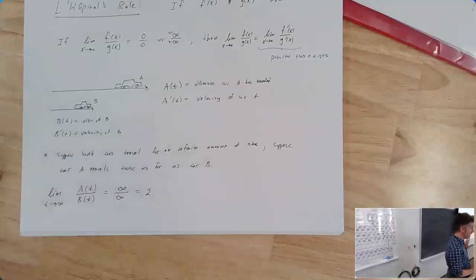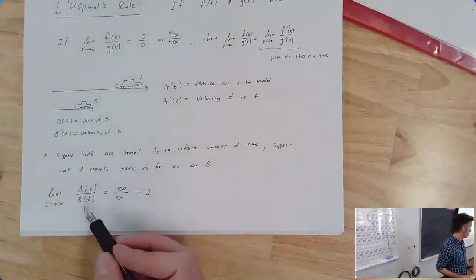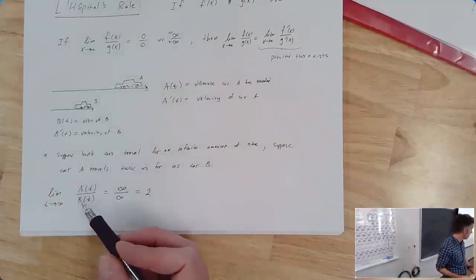So far, we haven't really said anything. I'm just kind of making stuff up so far. So there's nothing to have missed so far. We're just saying A traveled twice as far as B. So that limit as time goes towards infinity, if A traveled twice as far as B, then the distance A traveled should be twice as much as the distance B traveled. And so this fraction should get closer and closer and closer to 2.